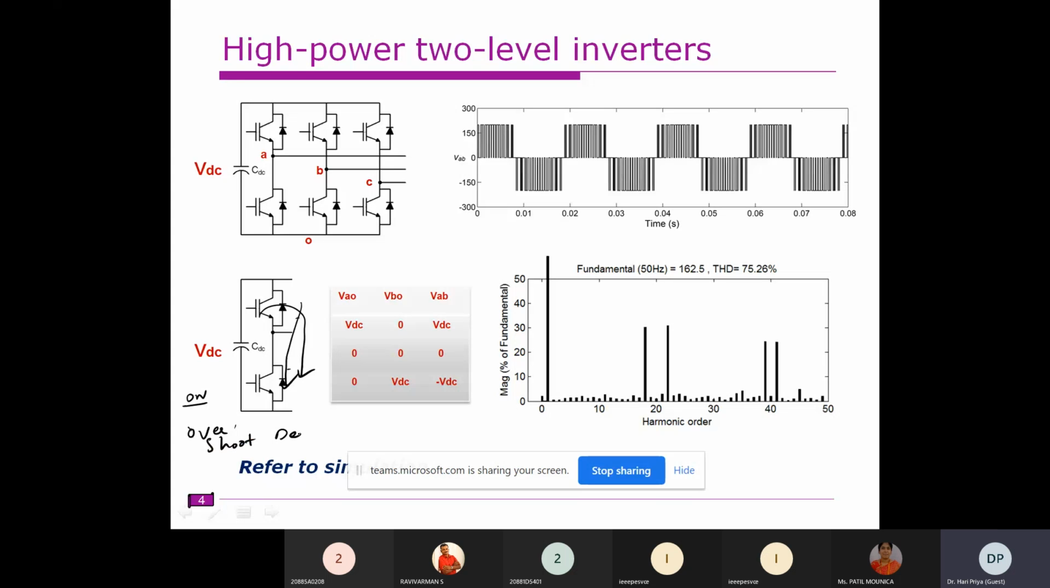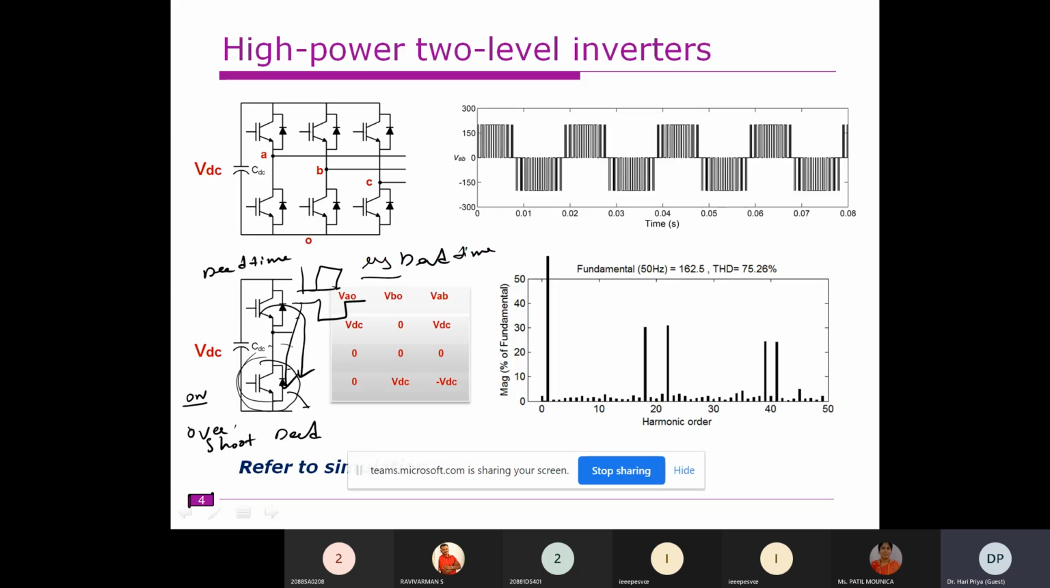So that's the reason why they use a dead band. That means between these two triggering pulses, for example, this pulse is going on and this pulse is going off, the bottom pulse is going off. In such a case, they will try to create a delay. That means they will turn on the lower switch only after the upper switch is completely turned off. It will usually be in terms of microseconds or nanoseconds. It is called dead time.